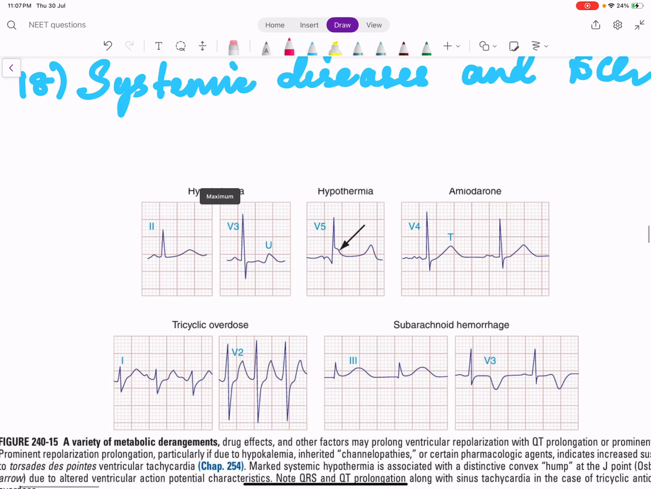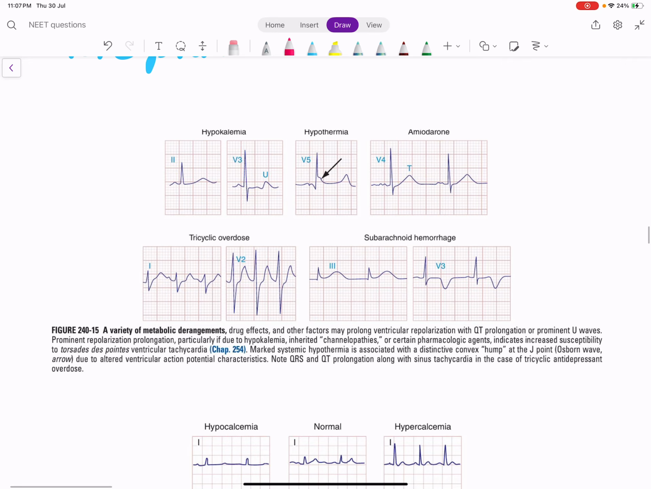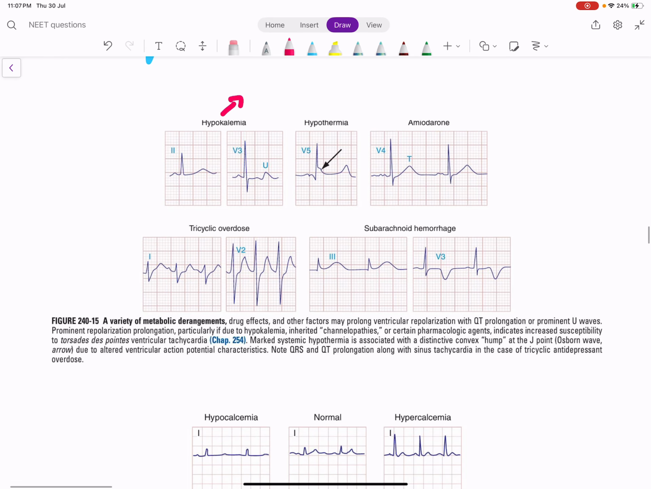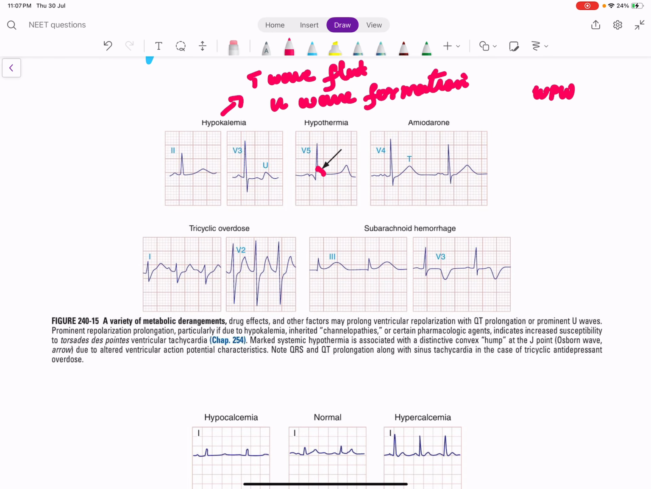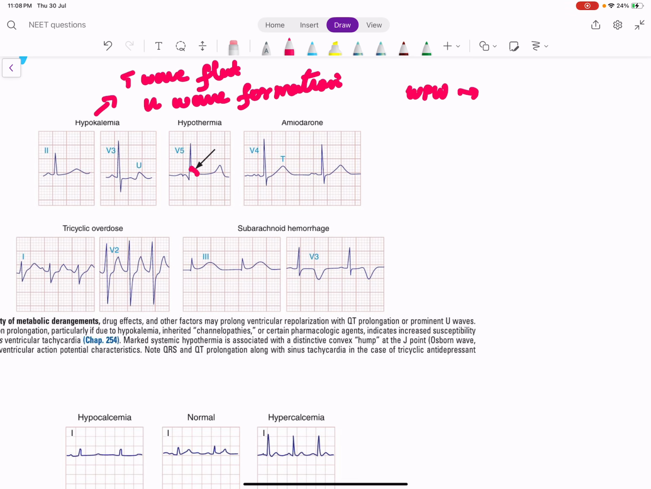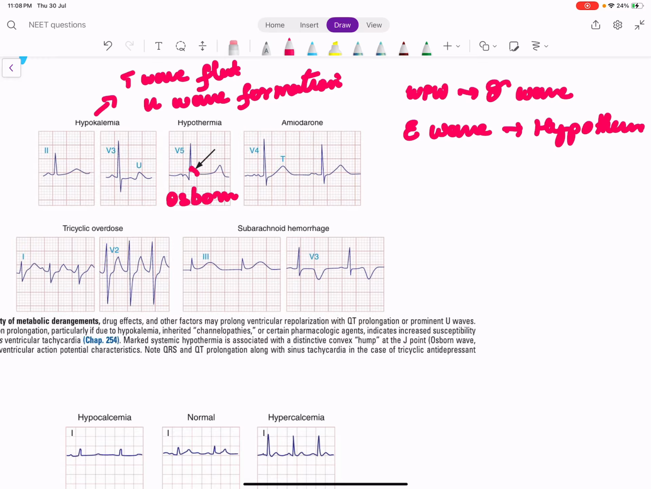And we'll finish off the electrolyte imbalances and ECG also. So this is the hypokalemia ECG. We discussed that when hypokalemia is there, the T wave becomes flat. There may be U wave formation. A U wave may be normal, but it can occur in hypokalemia. What happens in hypothermia? You can see one slurring here. In Wolff-Parkinson-White, we saw a slurring of the wave before the QRS complex. That was called the delta wave. Here we are seeing a slurring of the wave after the QRS complex. E comes after D, so it's called the epsilon wave. So this is the Osborn wave of hypothermia.